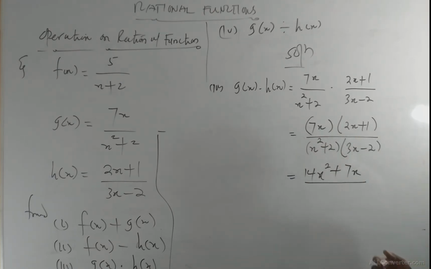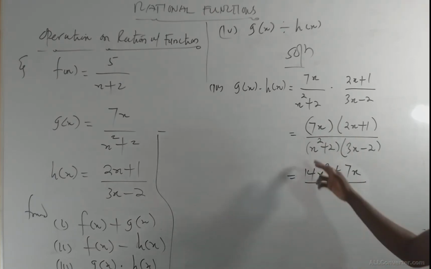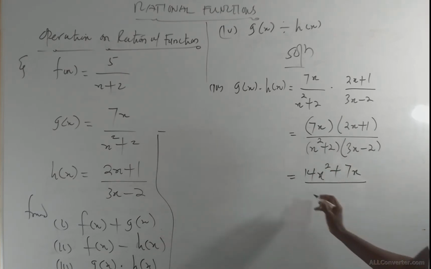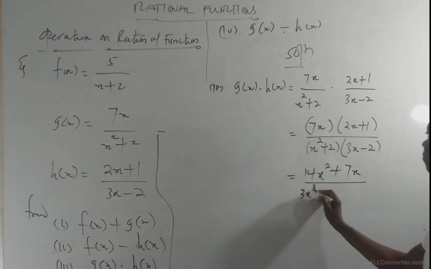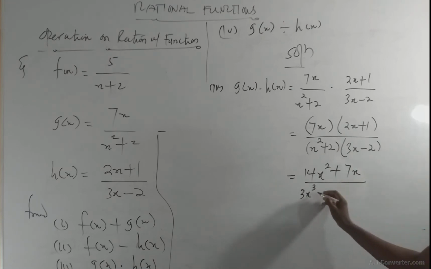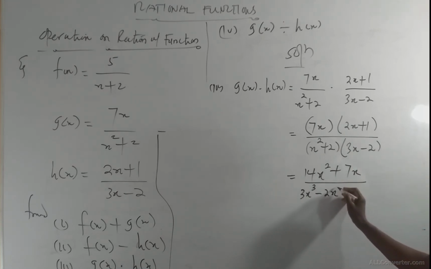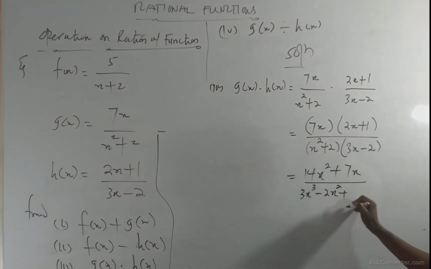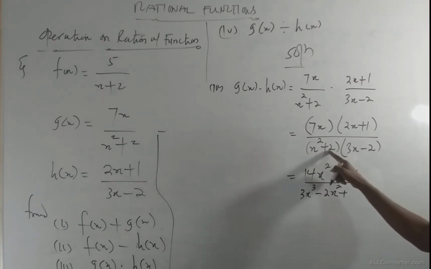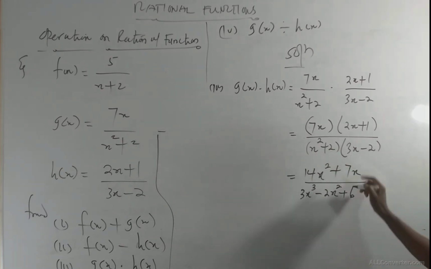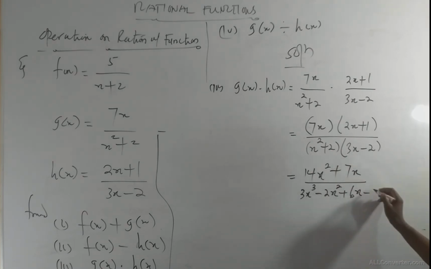So we are done with the numerator. Now down here, x squared times 3x will give us 3x cubed. Then x squared times minus 2 will give us minus 2x squared. Then the plus 2 will also multiply everything. So 2 times 3 will give us 6, but don't forget there is an x. Minus 2 times 2 will give us 4. The reason why we have the minus here is because 2 times minus 2 will give us minus 4.